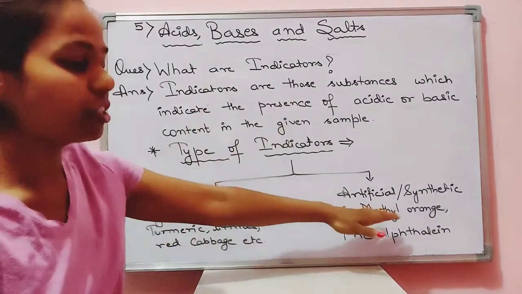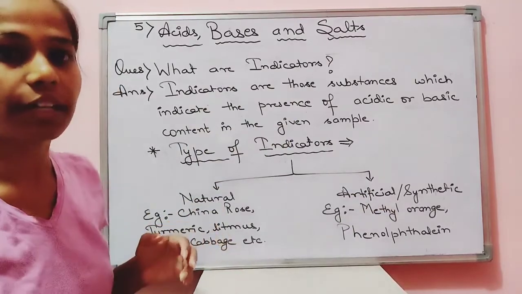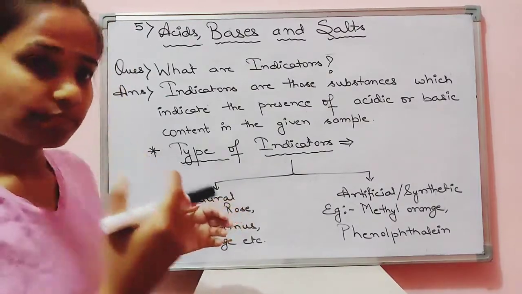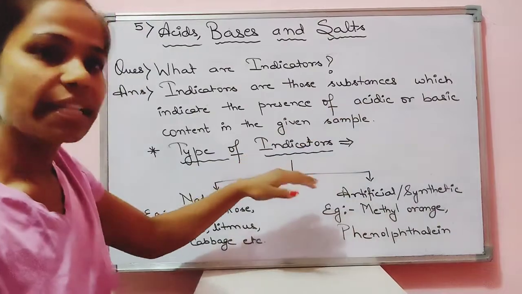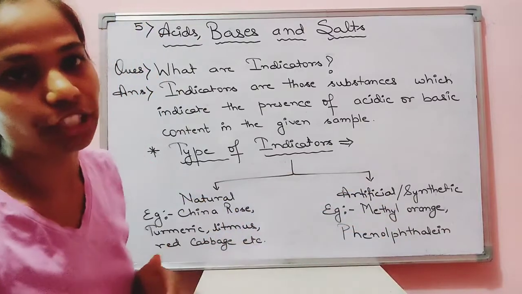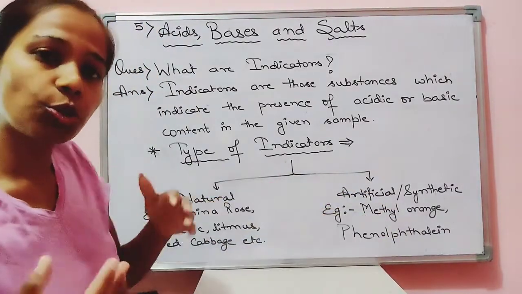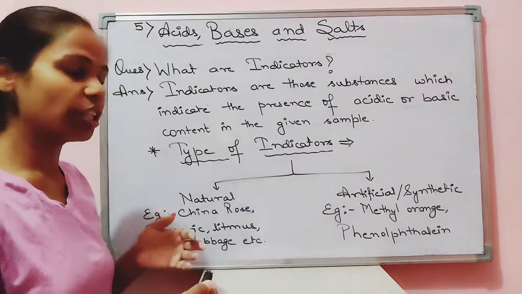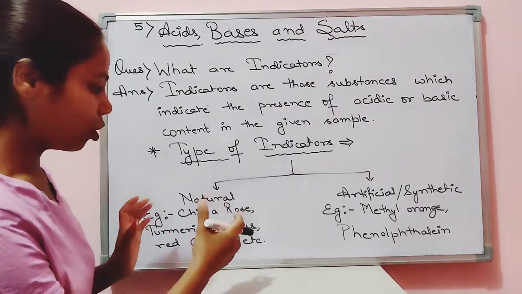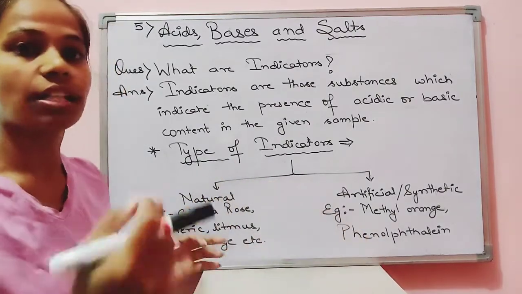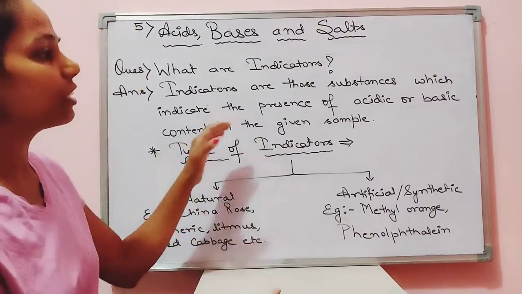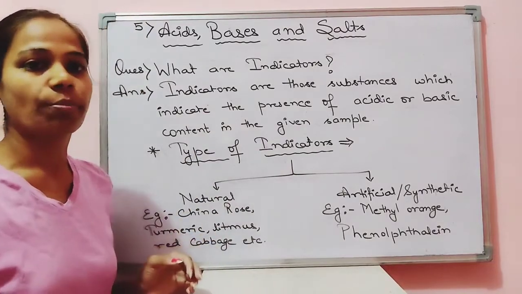But there are some artificial indicators also which can be prepared in the laboratories and which help us in the science labs for the identification of acidic and basic contents. Okay. Examples are methyl orange and phenolphthalein. These are the two well-known indicators which are used in the laboratories, children. Now, let's have a look in brief at how these indicators actually work, what kind of color change, what kind of observations they give for the given samples. Let's move on to the next topic.